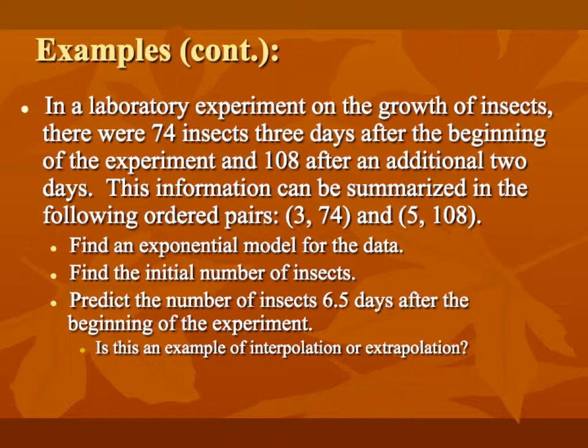Now, given this scenario, what we're asked to do is first find an exponential model for the data, then from that model determine the initial number of insects, and then use that model to predict the number of insects that we would have after 6.5 days of the experiment. So I didn't copy screenshots of this, but what I did was, in L1, I put my x values, 3 and 5. In L2, I put my y values, the number of insects, 74 and 108.